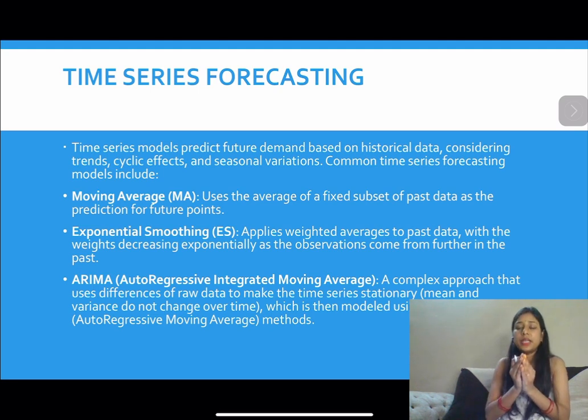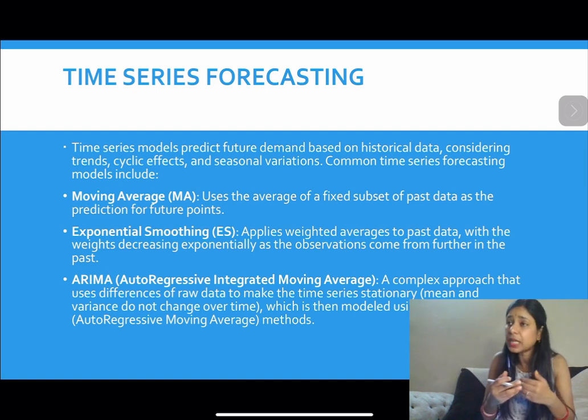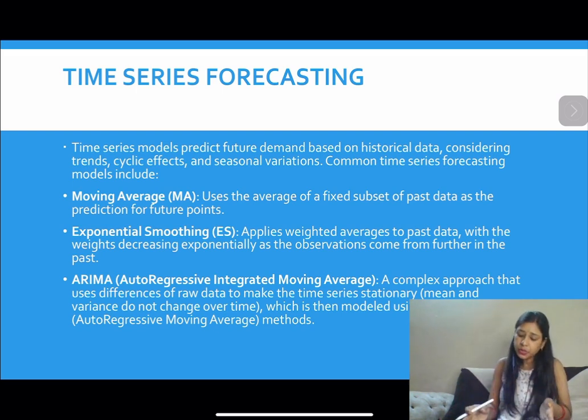So basically when you want to analyze the historical data being collected, because historical data is generally collected over a long period of time like 5 years, 10 years, 20 years, 30 years, and you want to know the averages, or on the basis of the past data you want to predict the future, then you can use time series forecasting. Time series forecasting is based on historical data. It considers the trend. With this you can get the trend, the cyclic effect, and the seasonal variables. So what are the common time series forecasting models that are being used?